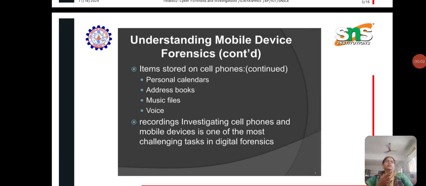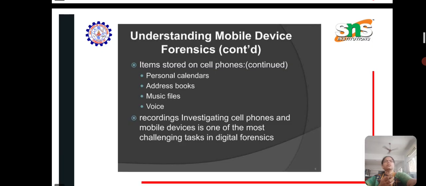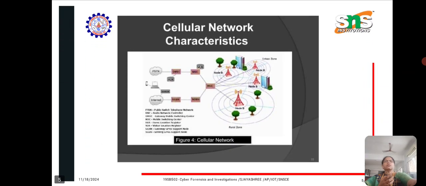Yes, we continue with the previous lecture on mobile device forensics. So look into this cellular network characteristics: how the data moves when a person is calling another person, how the cellular network is connected to an antenna, and how the information is transferred from a sender to a receiver. It goes to the satellite. So this picture explains everything.